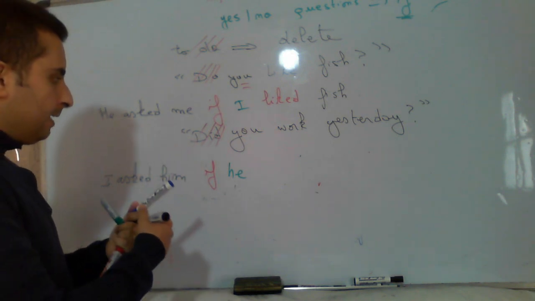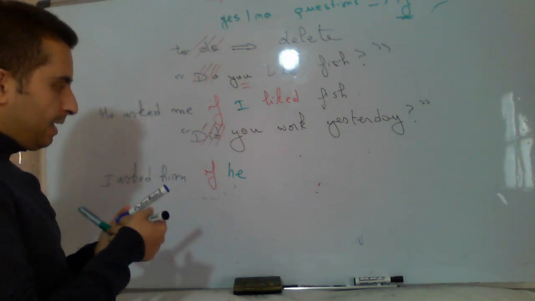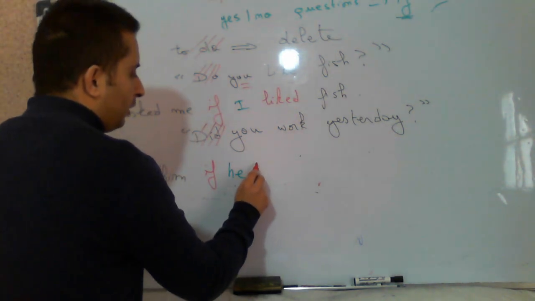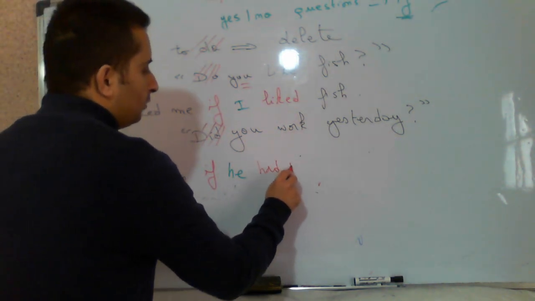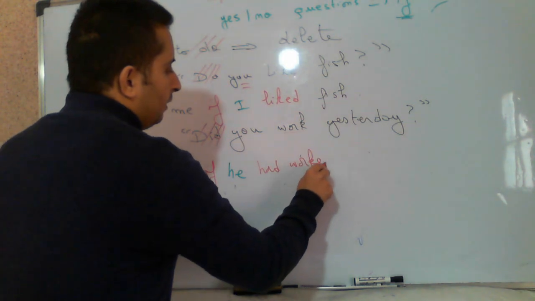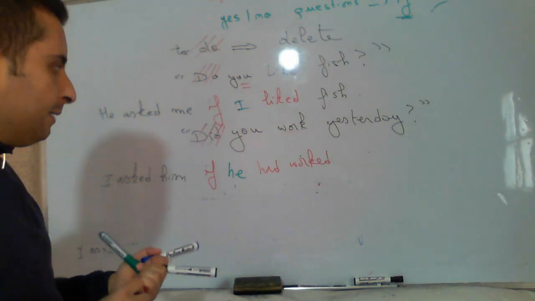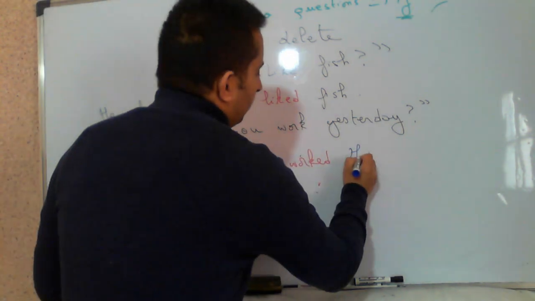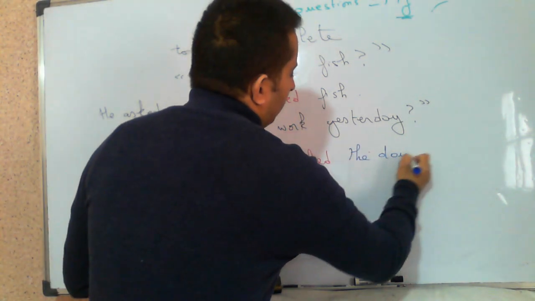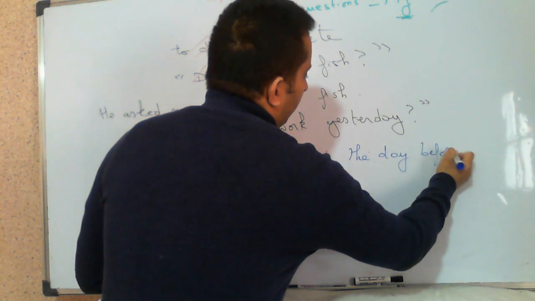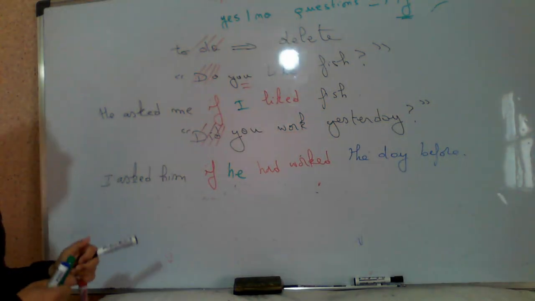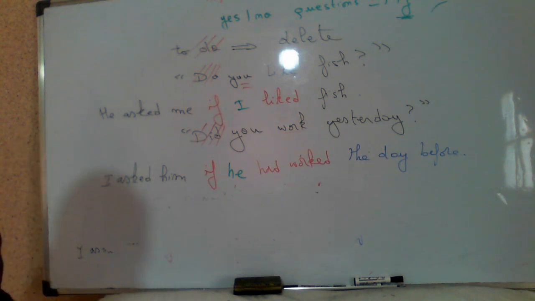Did. So here we have simple past. It becomes past perfect. What is past perfect of work? Had worked. Yesterday becomes the day before. So this is for what? Yes or no questions. Okay.